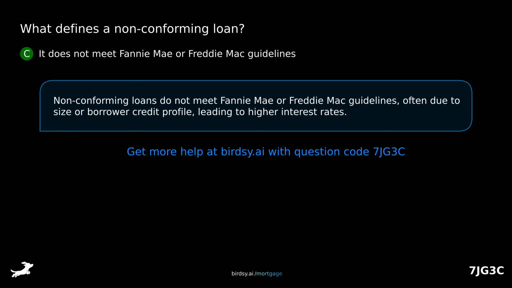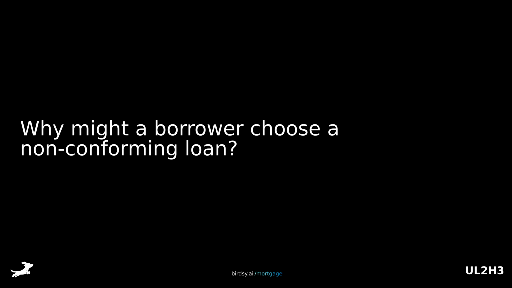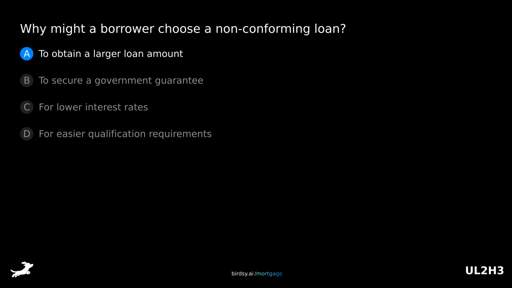Non-conforming loans do not meet Fannie Mae or Freddie Mac guidelines, often due to size or borrower credit profile, leading to higher interest rates. Why might a borrower choose a non-conforming loan? Is it A, to obtain a larger loan amount, B, to secure a government guarantee, C, for lower interest rates, or D, for easier qualification requirements? The answer is A, to obtain a larger loan amount.